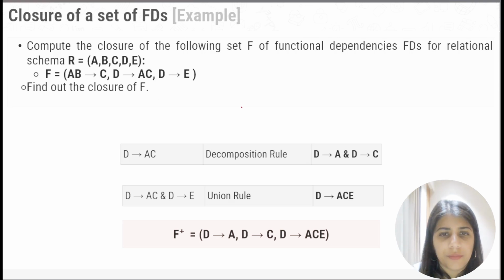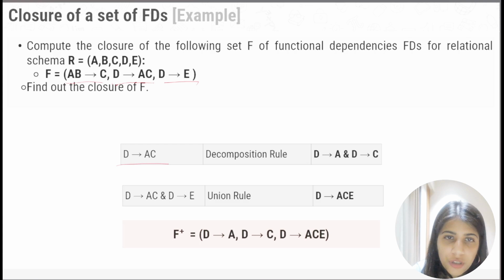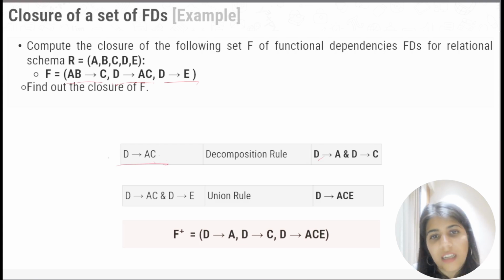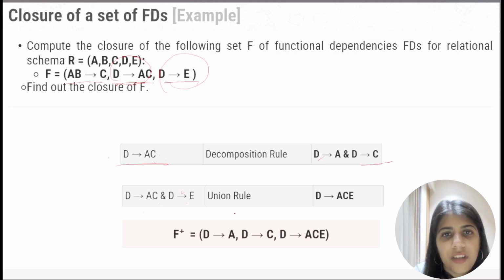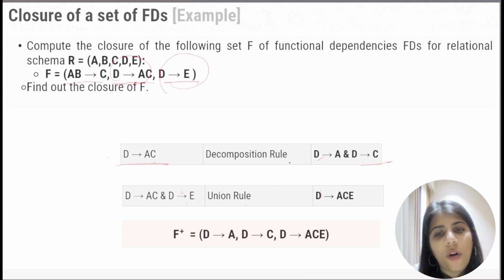Let's see the next example. AB can determine C, D can determine AC and D can determine E. So over here we can use a decomposition rule. D can determine AC. So decompose, D can determine A also and D can determine C also. That's a decomposition rule. And since D can determine AC and D can determine E, we can do union. D can determine A, C, E, all three. So this is the closure which we get.